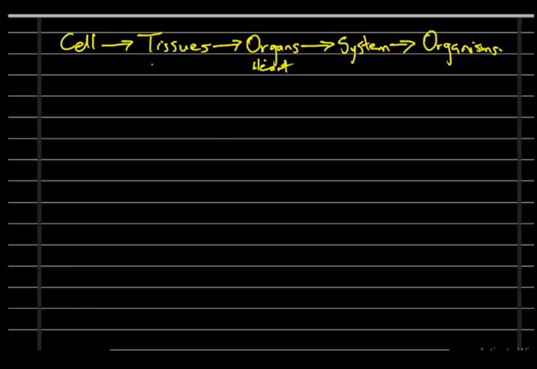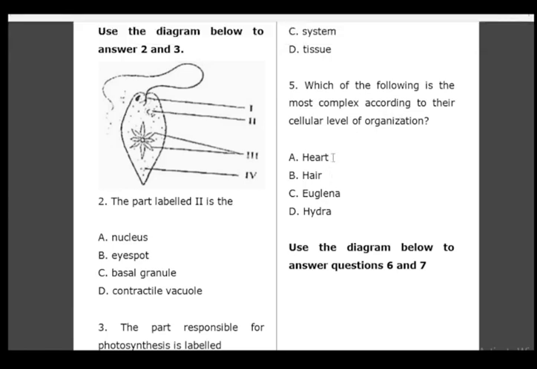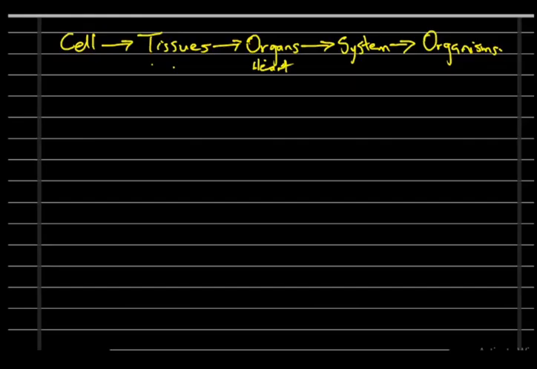So Hydra and Euglena fall under tissues, and then we have the cell to be the hair. So the answer to that question, which is happening to be the most complex of all of these substances labeled here, is the heart. It is the heart that is the most complex of these options that we have here. So that is our answer to question 5.